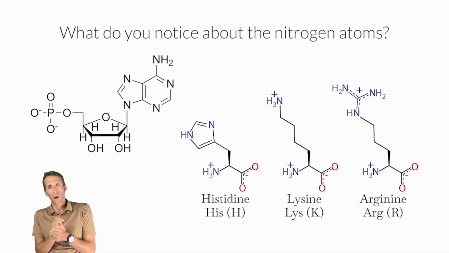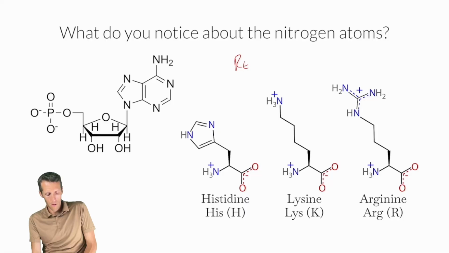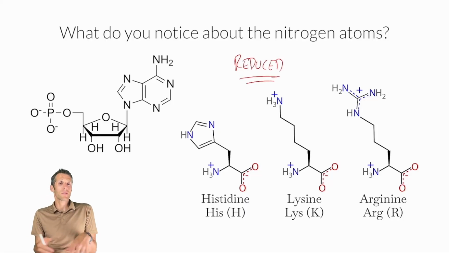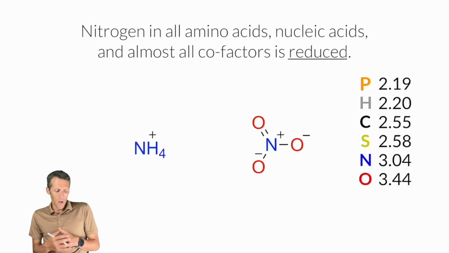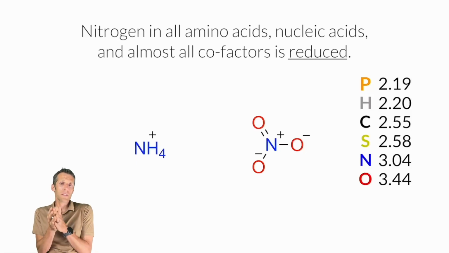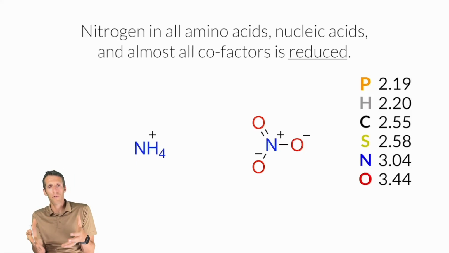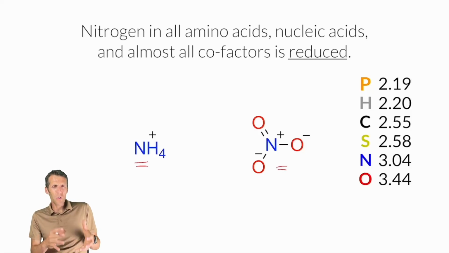Okay, I'm assuming you paused and thought about it. The thing that I notice is that they are all reduced. We don't see any nitrogens bound to oxygen. We just see a bunch of nitrogen atoms bound to either carbon or hydrogen. And basically, if you look across all amino acids, nucleic acids, and basically all cofactors, many of which are derived from, say, amino acids, they're basically in their reduced form. And so they are ammonia, not nitrate. And this is a little bit weird.